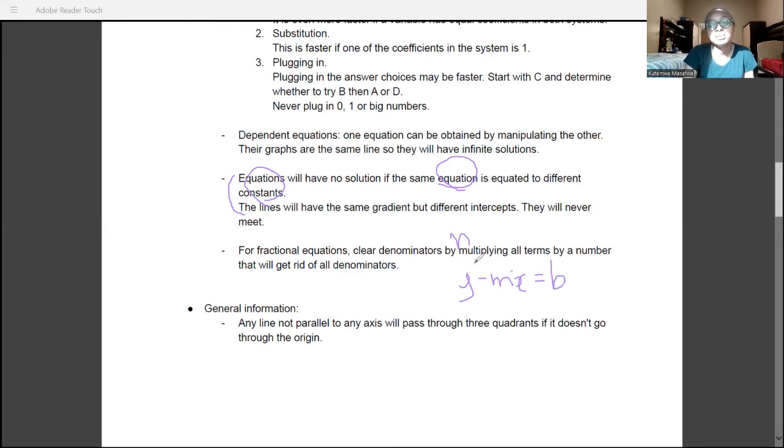Okay, so what we're saying is this side of the equation is the same, meaning that you have the same gradient, they are rising at the same rate or decreasing at the same rate, and b is our y-intercept. So meaning that they are on different points of the plane.